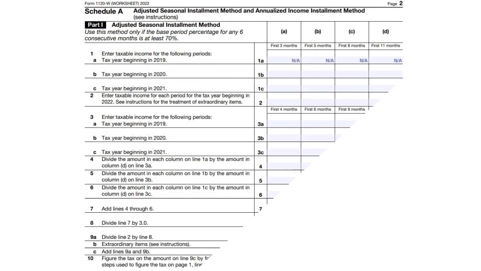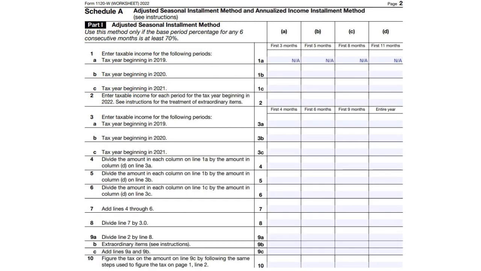Now I want to show you Schedule A. You can see on the screen here, Schedule A, adjusted seasonal installment method and annualized income installment method. This is not applicable to our hypothetical situation here, so I'm just going to skip this. But I wanted to show you this so you have a clear idea what's really possible with Schedule A. I'm going to leave this on the screen for a few seconds.